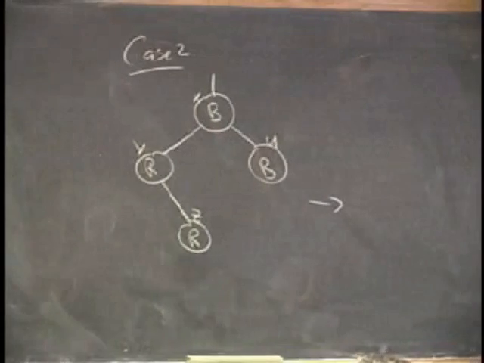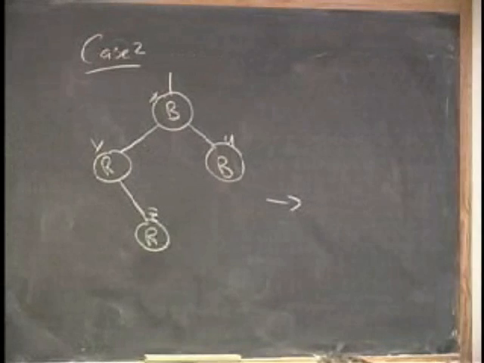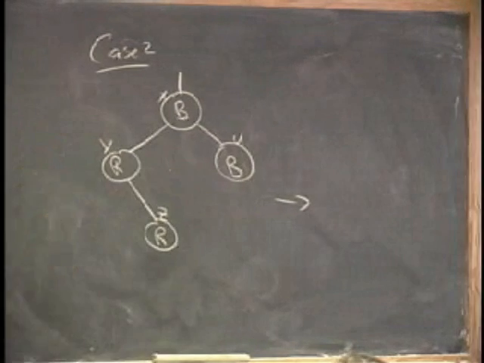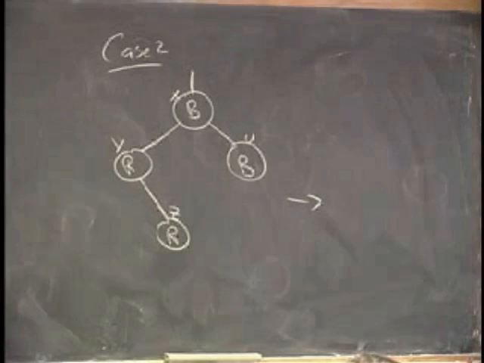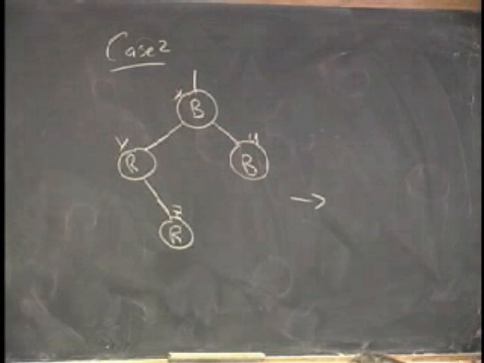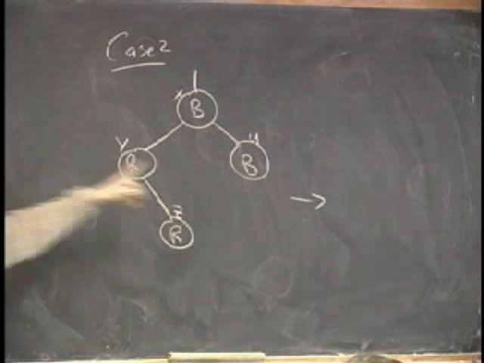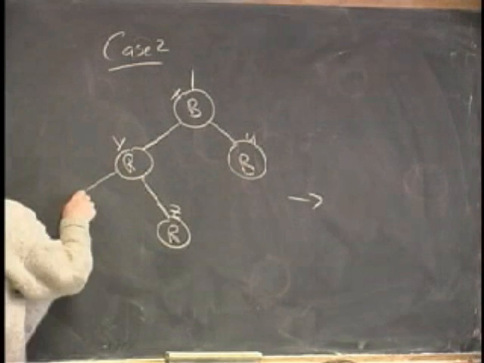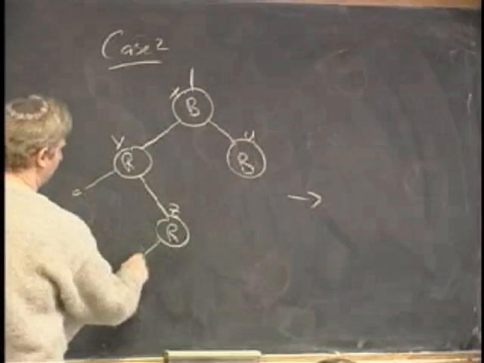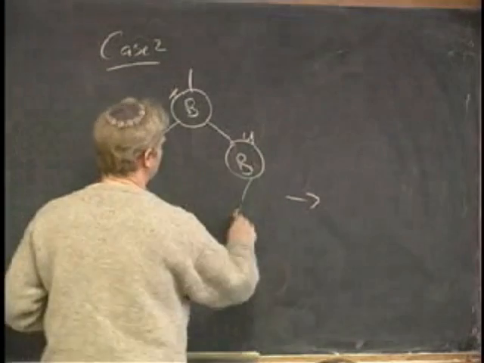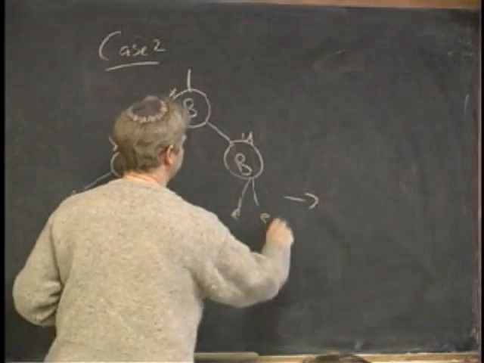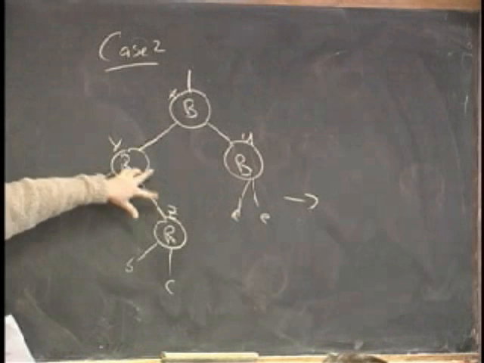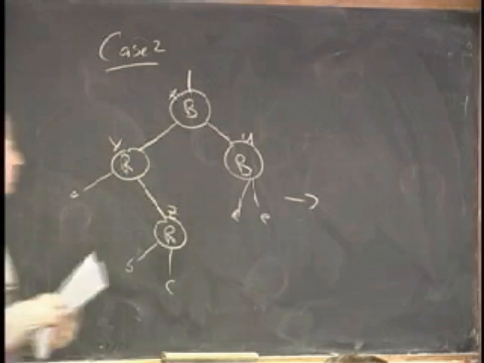I labeled this ZY on purpose because case 2 is going to turn into case 3. Okay? The way we fix case 2 is the worst possible thing. It's got a black uncle, and the thing is in the wrong orientation. A, B, C, D, E. We're going to rotate the YZ combination here to the left. And let's see what we get.